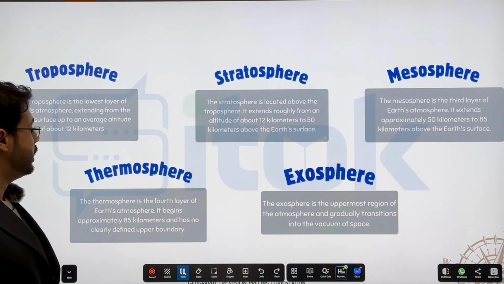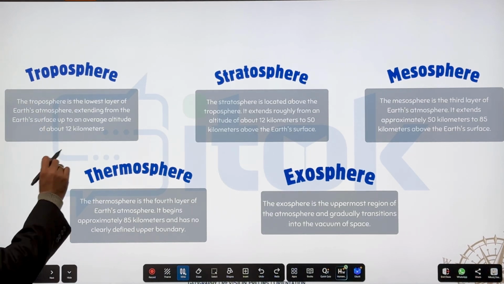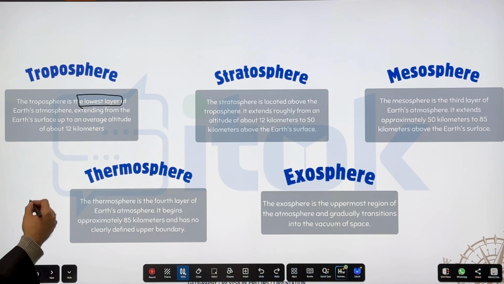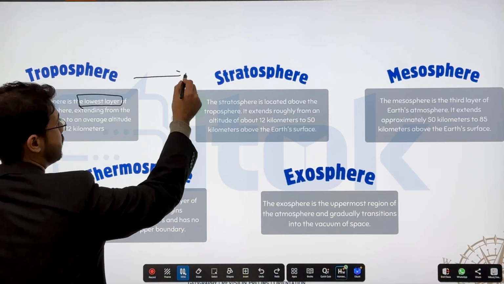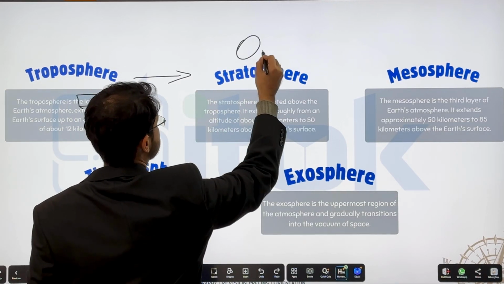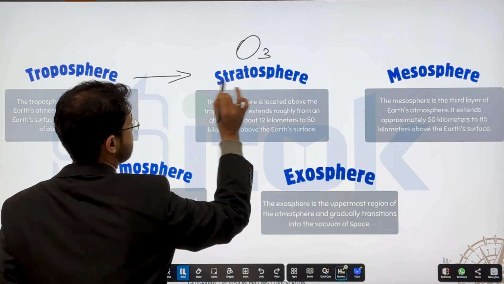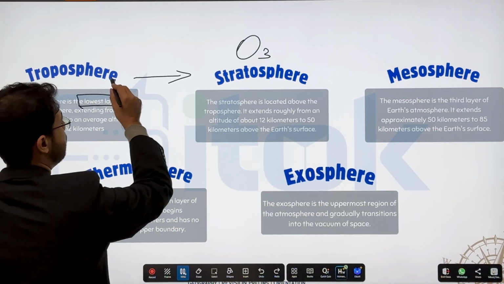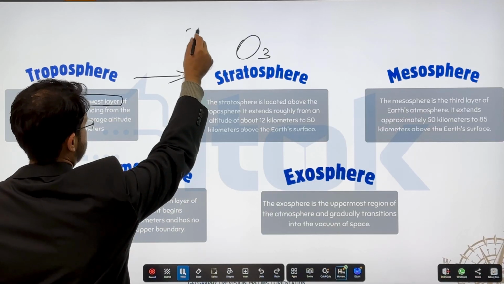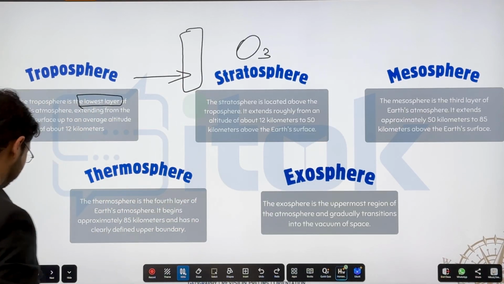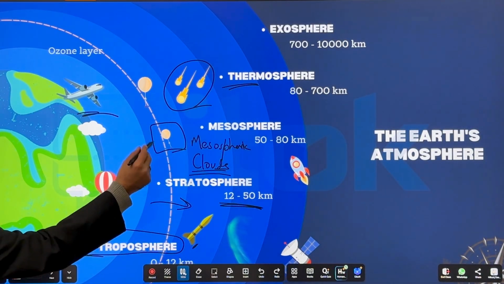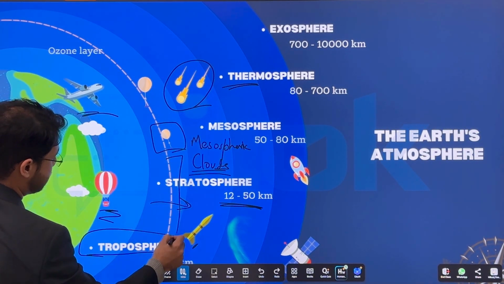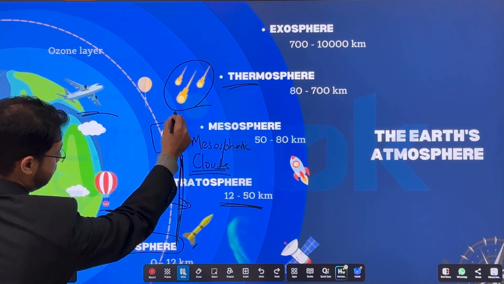We'll go slightly in depth. Troposphere, again, is the lowest layer of the Earth's atmosphere. After that comes stratosphere. This is where the ozone layer is present. Remember, stratosphere has ozone, and where is the ozone layer present? Somewhere in between troposphere and stratosphere. This is the stratosphere-troposphere boundary. Somewhere here will be your ozone layer.